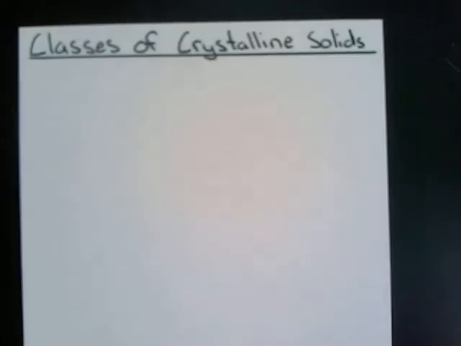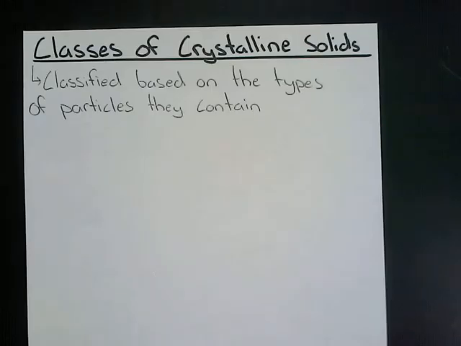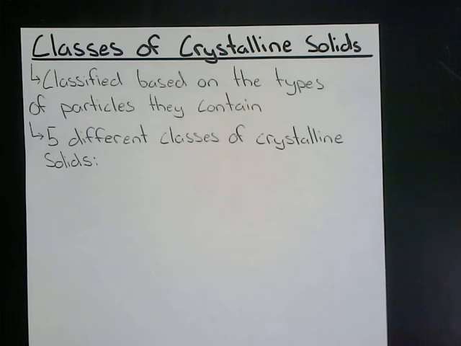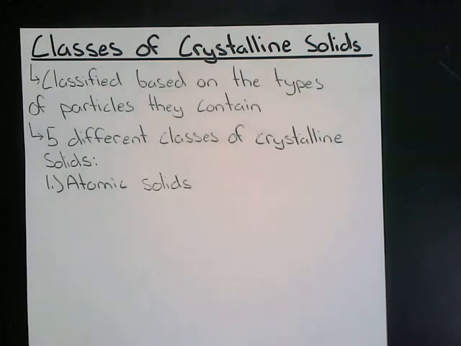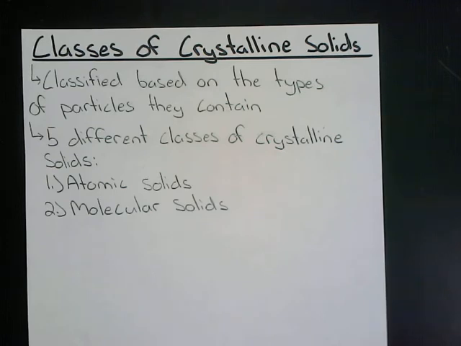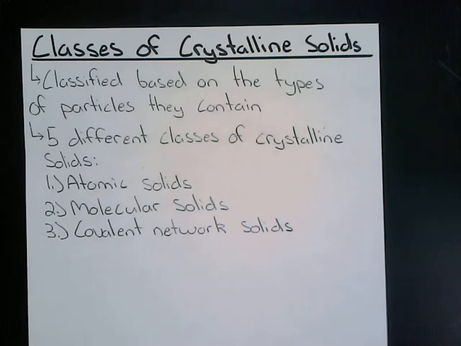Okay, so our crystalline solids can be classified based on the types of particles they contain. And there are 5 different classes of crystalline solids. One of the 5 is atomic solids. Another class is molecular solids. An additional class is covalent network solids. The 4th class is an ionic solid. And our 5th class is a metallic solid.